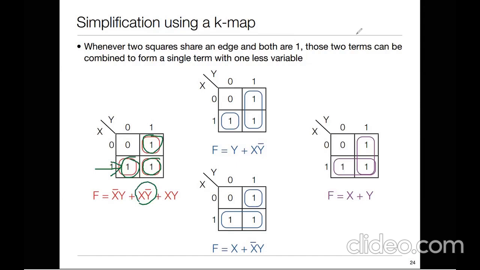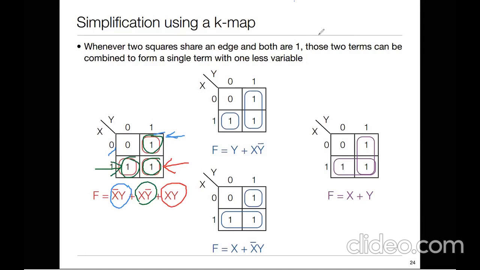Now let me take the second one. What is this equal to? This is x bar into y. This is the second variable. Let us see the third one. What do I have for this? This is 1 and 1. So it is x into y. You can group single ones, but this will not be a simplified version.